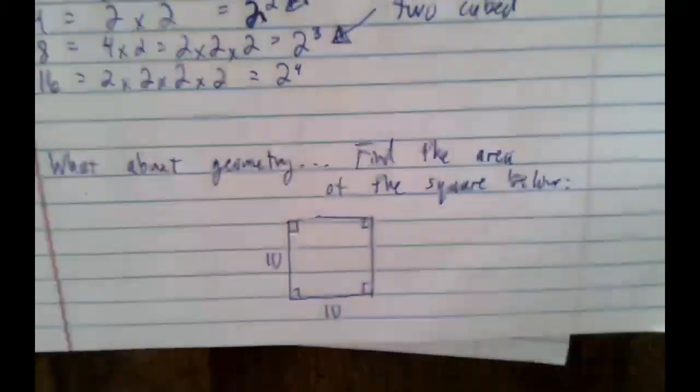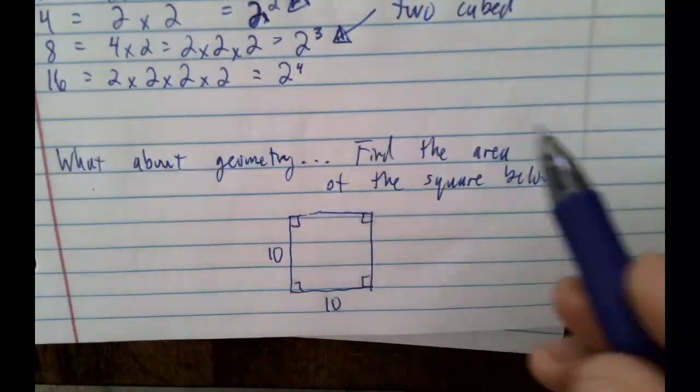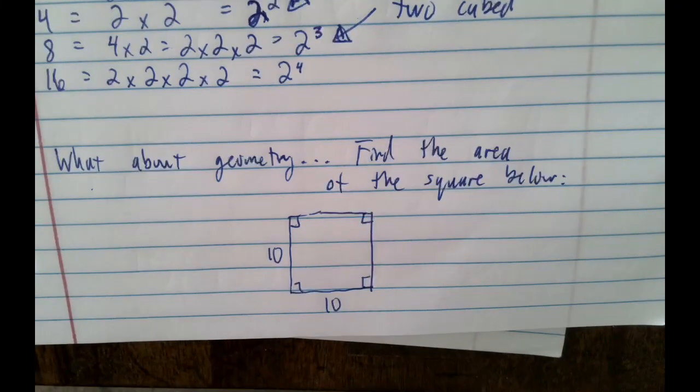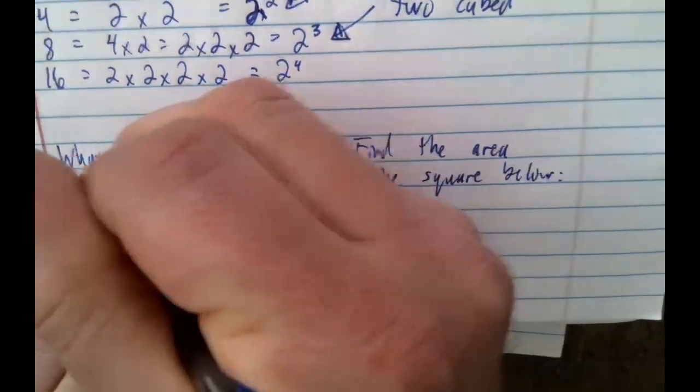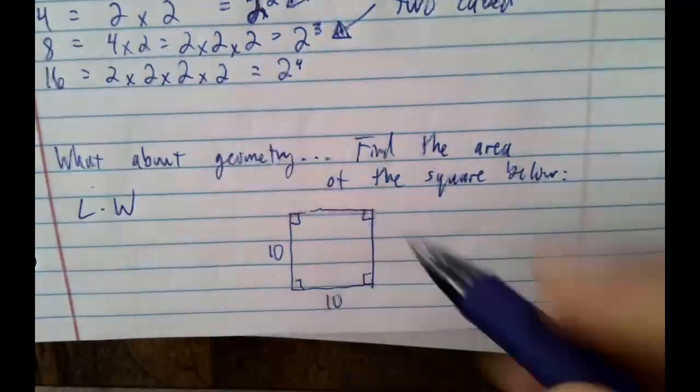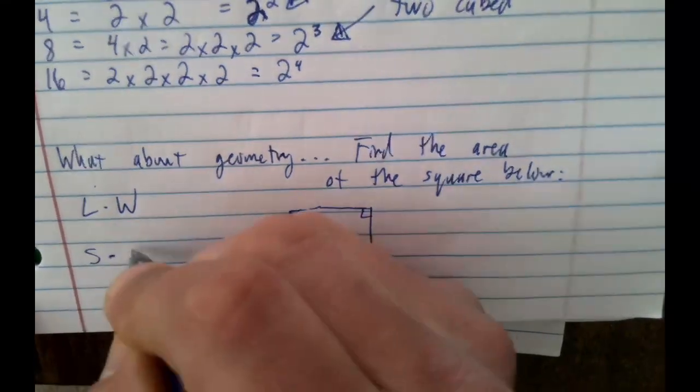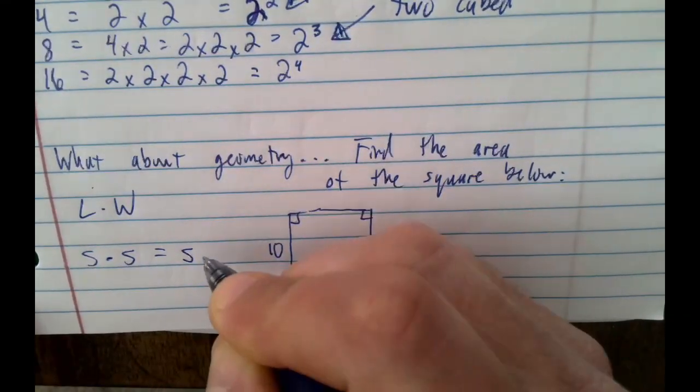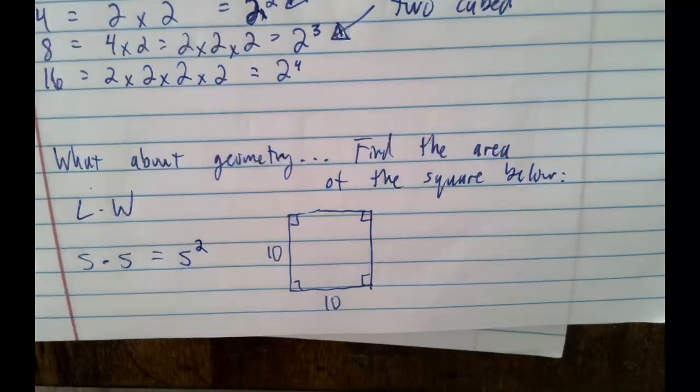Now, what are some ways that it's going to be used? Geometry is one application. It says find the area of the square below. And you might already remember that area is length times width. But for a square, since all the sides are the same, we're just going to say side times side, or side, what we've just learned, to the 2nd power.